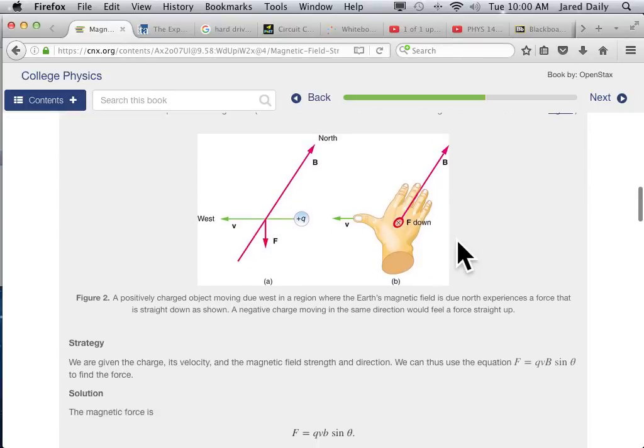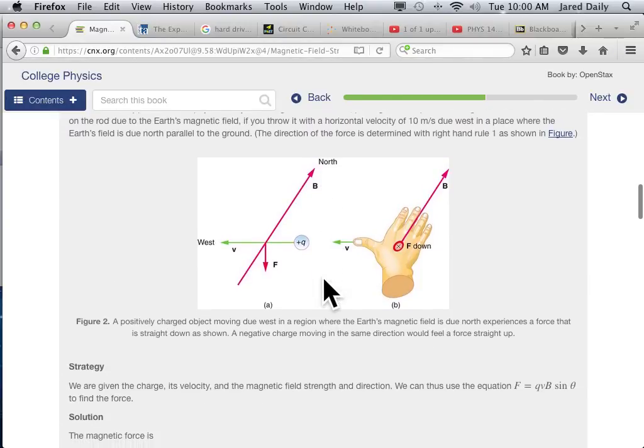And we always use the right-hand rule, because if we didn't, then everybody would think differently. We always have to use the same rules for everybody. So here's an example. We have a positively charged particle, and it's moving west. So here's the velocity vector, the green arrow. The magnetic field is north.